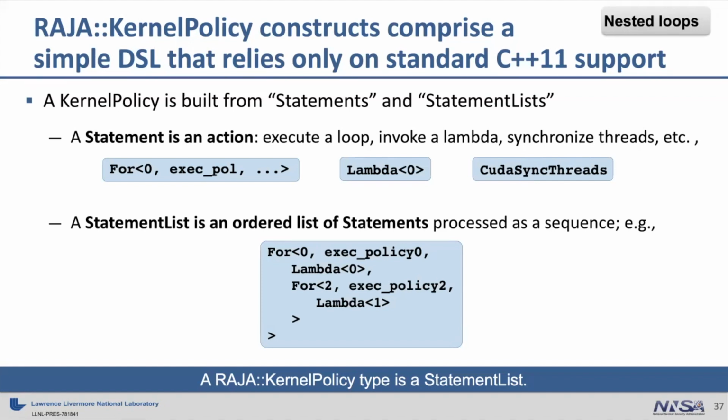So here we're saying do an outer loop with execution policy 0. That could be like do an outer loop with OpenMP threads, and then execute this lambda on the inside, and then do an inner loop with execution policy CUDA and offload it to the device. So all this is a way to encapsulate your source code from how you actually want to implement and execute it.